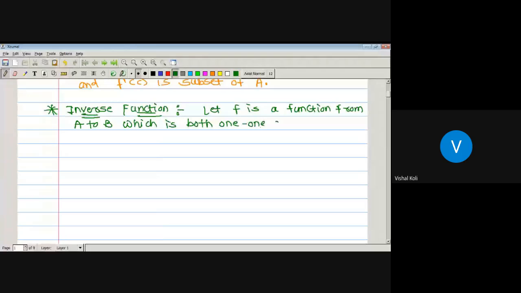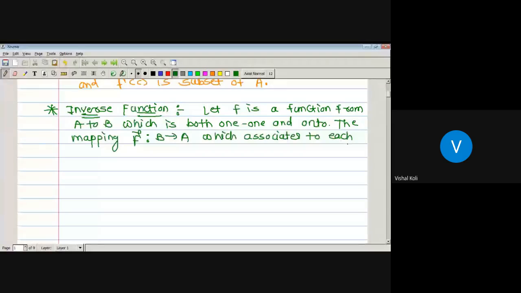The mapping f to the power minus 1 from B to A, which maps each element small b belonging to capital B to the element small a belonging to capital A, such that f of a is equal to b, such a mapping is called the inverse mapping of the mapping f.